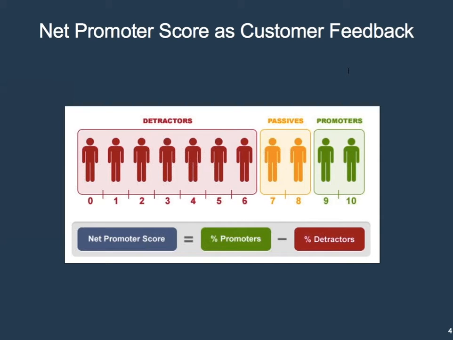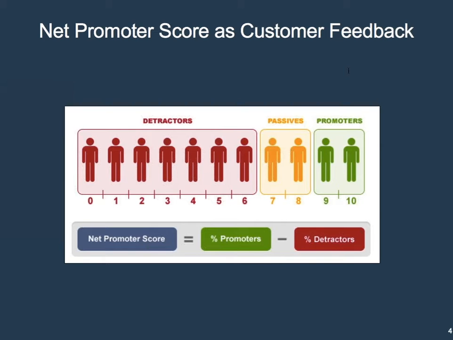Now, there are 3 categories of customers within the NPS rating system: promoters, passives, and detractors. Now, anyone that selects 0 through 6 on the scale are considered detractors and can be detrimental to your brand. Now, anyone that selects 7 or 8 are considered passive to your brand and feel neutral about your company. Now, these customers could be swayed in either direction, so it's important to not let them sway towards the detractor side.